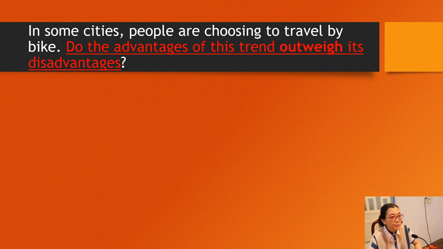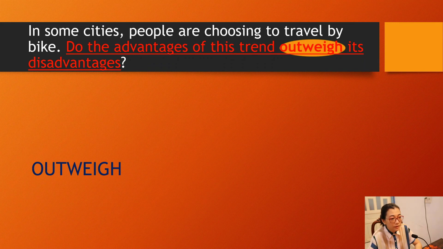The second type of question is a combination of discussion and opinion essay. Now first, let's clarify the word outweigh. For this type of question, you can understand the verb outweigh in 2 ways. The first one, you can think it is number. For example, there are more advantages or more disadvantages of this trend.